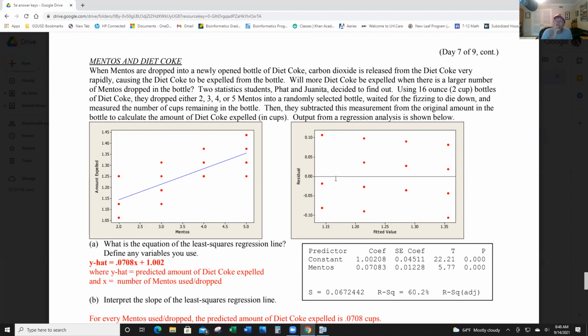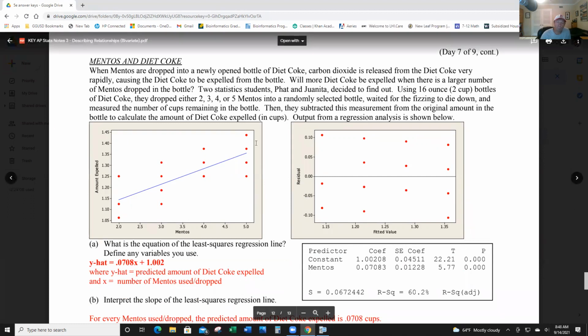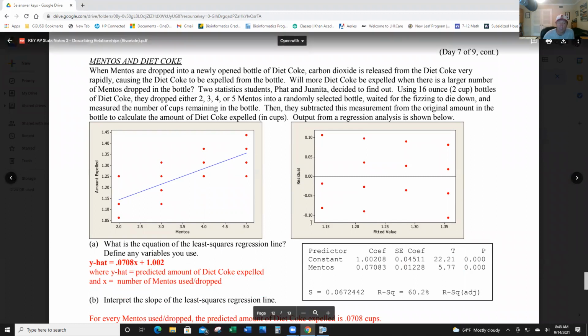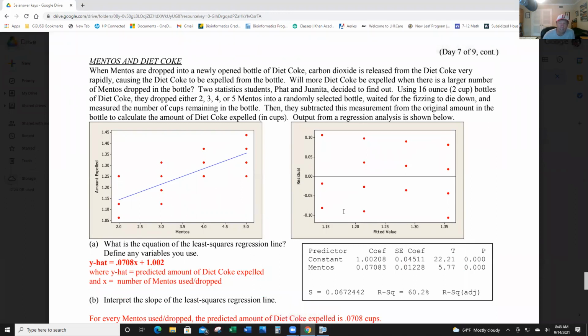Okay. And then I had this whole prompt with a couple of students from my past, Bat and Juanita. They were actually in my class, 2003 or something. Using 16-ounce bottles of Diet Coke, they had to drop 2, 3, 4, or 5 Mentos into a bottle, wait for it to fizzle down, and measure what was remaining. As you can see, they did 2 Mentos 3 times, 3 Mentos 4 times, 4 Mentos 3 times, and 5 Mentos 4 times. It makes a general linear trend. It's not perfectly linear because there's not a lot of variety, but it's pretty good though.